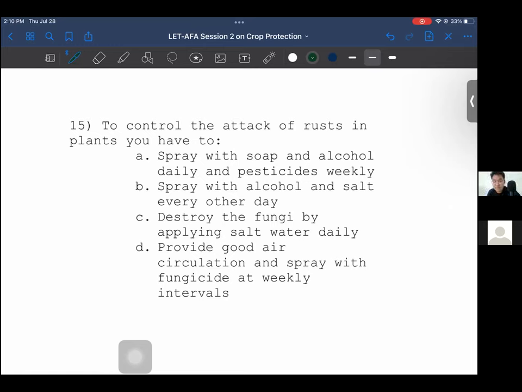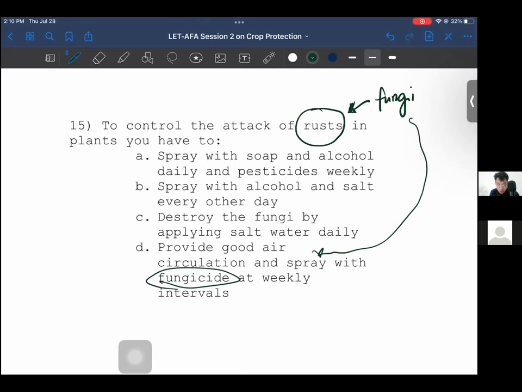Okay, so the answer here is letter D. Bakit letter D? Unang-una sa lahat, ito yung pinaka-optimum. Remember, we discussed a while back na applying fungicide in the right time, in the right way. So, diseases like rusts are commonly caused by fungi. Kaya kung alam nyo na ang rust ay cause ng fungi, you can easily answer letter D kasi dito minention yung fungicide. Diba? And actually, there is also a clue sa choices natin sa letter C, destroy the fungi.